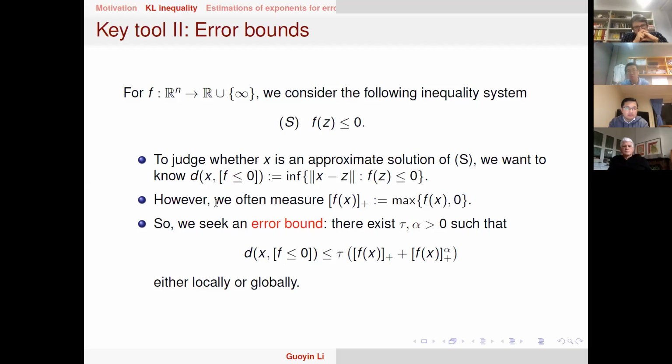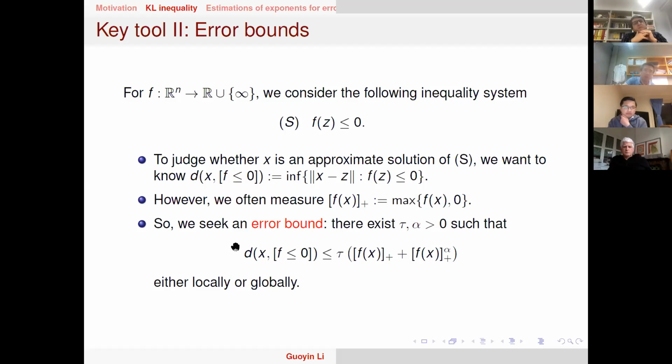So alternatively, what we're going to do is measure the function violation, which is to take f(x), plug in the value x, compare with 0, and take the maximum. Because if this is 0, then you know x is in the solution set. If this value is large, maybe you will think the point is far away from the solution set. So let's formally formulate it. We basically look for an error bound in this case.